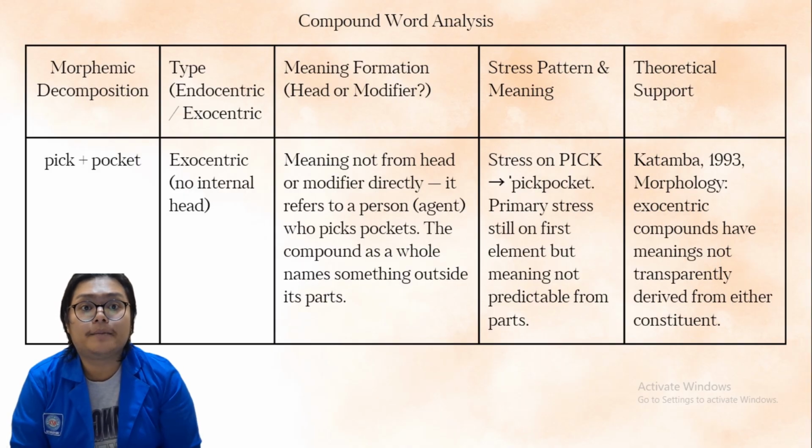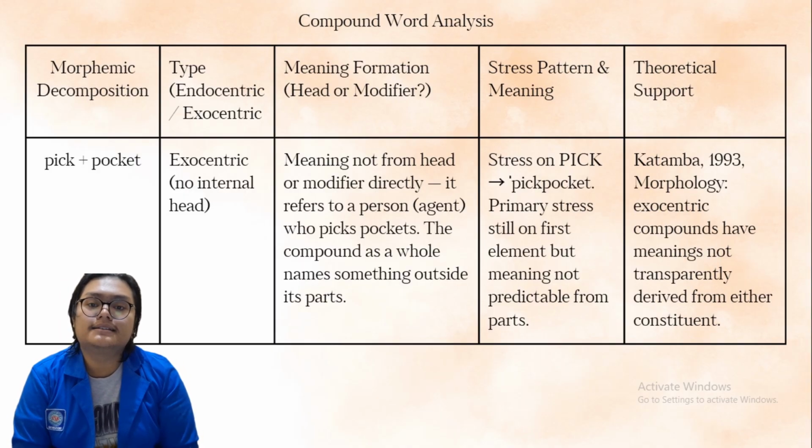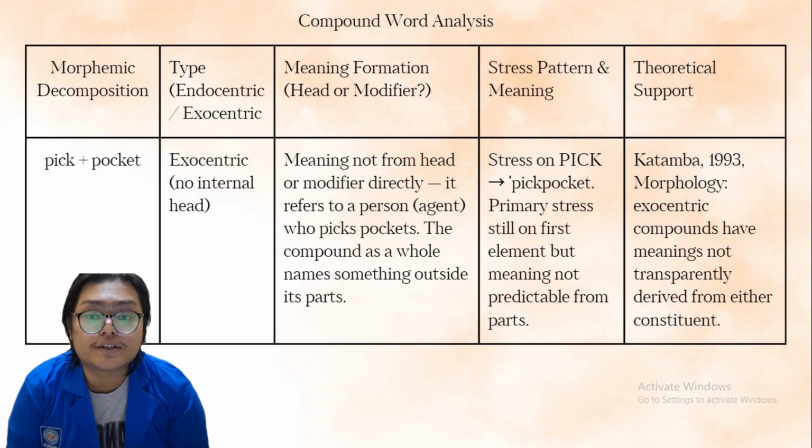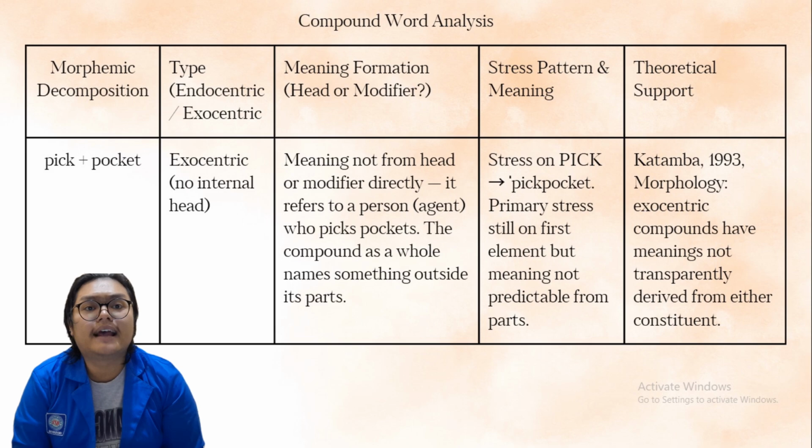Next word is pickpocket. What is the type of pickpocket? Is it endocentric or exocentric? This is exocentric, no internal head. So what is the meaning formation? Meaning not from head or modifier directly. It refers to a person or agent who picks pockets. The compound as a whole names something outside its parts.